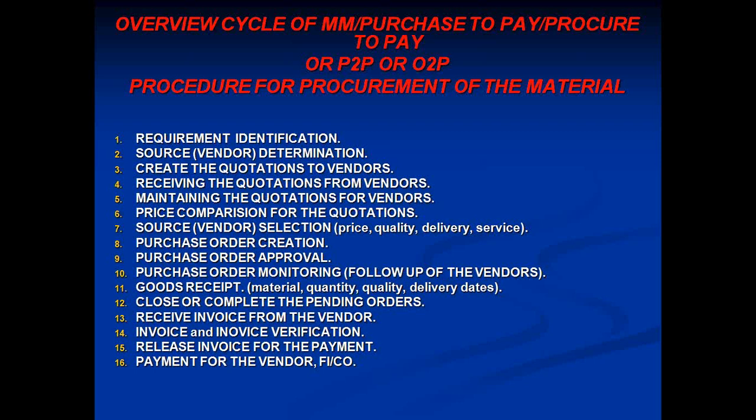Once you identify the requirement of the material, we need to find out the source from where we need to purchase it, nothing but the suppliers available in the market. When we identify the suppliers available in the market, now you are the buyer. Now you will approach the suppliers in the form of quotations. So we'll send the quotations to different vendors: Vendor A, B, C, D, E, F, etc.